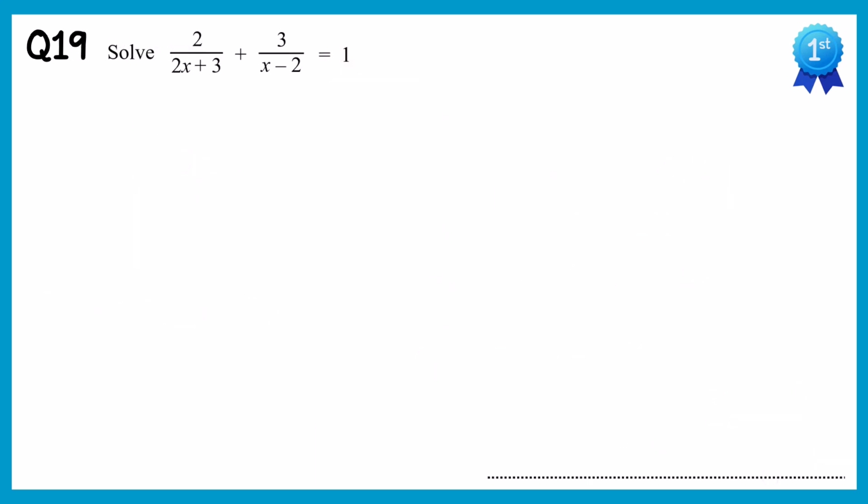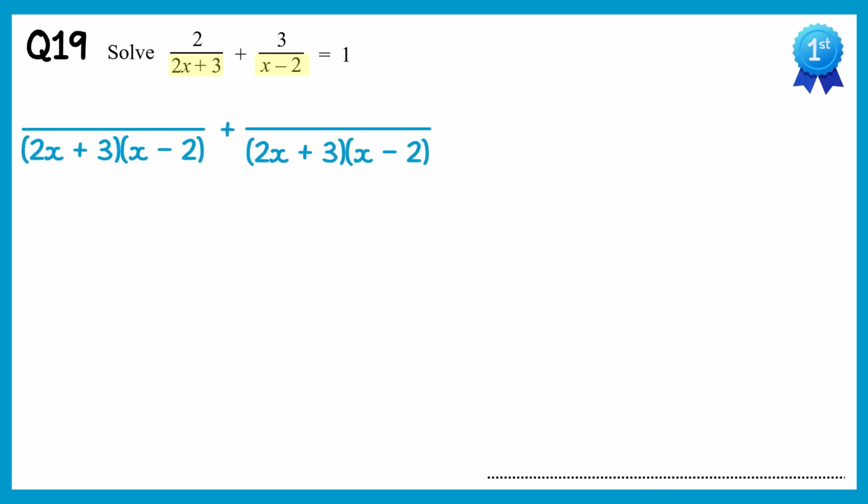In this question, we need to solve an equation with some algebraic fractions. At the moment, you can see that these two fractions here have different denominators. We're going to make them the same by finding the lowest common multiple of these, which is actually just their product. So we're going to rewrite both of these fractions over 2x plus 3 times x minus 2.